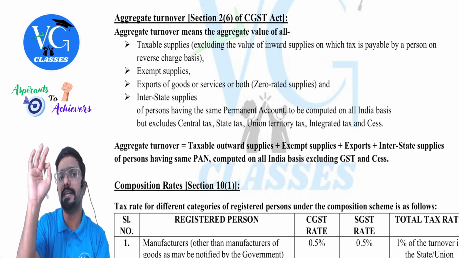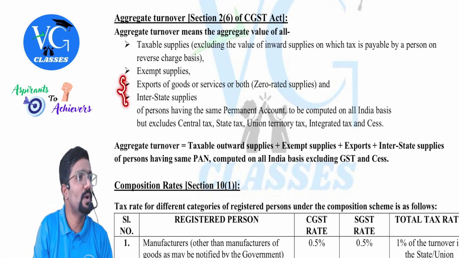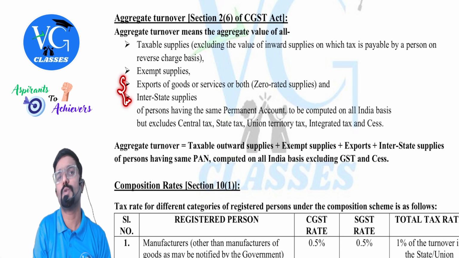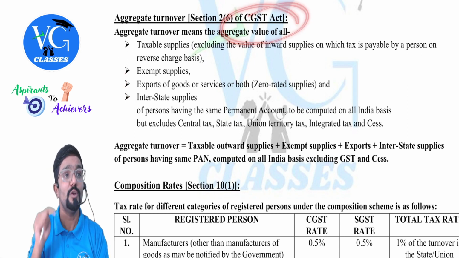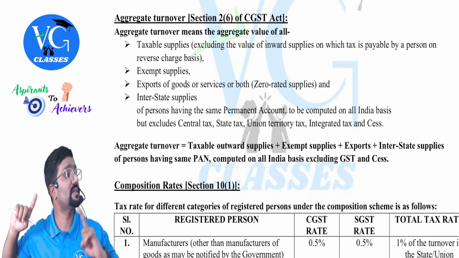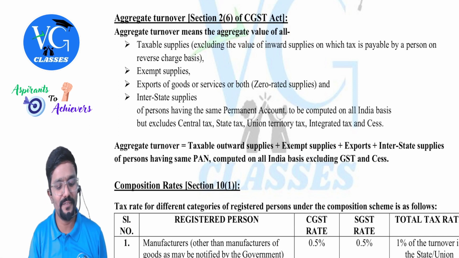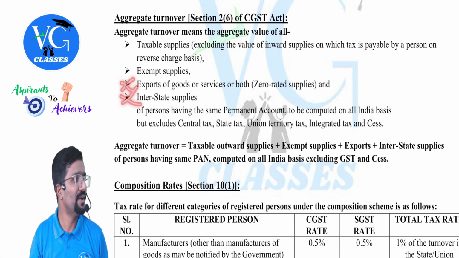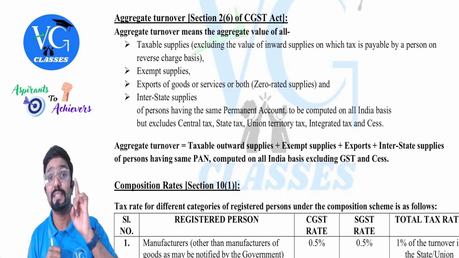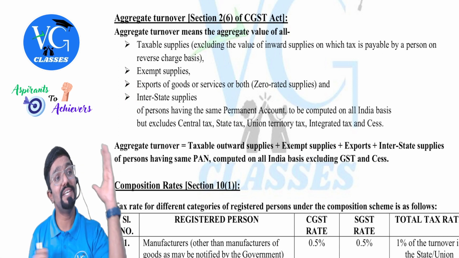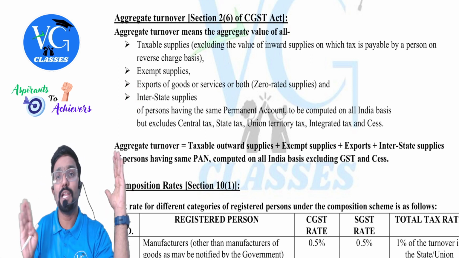But I tell you, listen, for a composition supplier, this too would be irrelevant, guys. Why, sir? Because he cannot sell outside the state. Clear? That is why I told you this is the definition given not only for the composition scheme, it is the definition given for the entire Act. But assume I am a composition supplier, sir, will this be relevant? Maybe not. Why? Because if I sell outside the state, I become ineligible. But this can happen. Assume last year I was selling outside the state, but in the current year I will not sell outside the state.